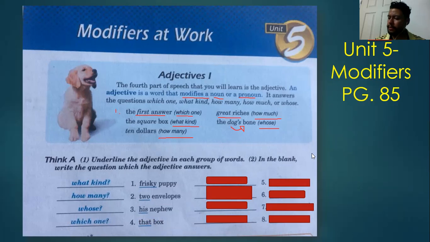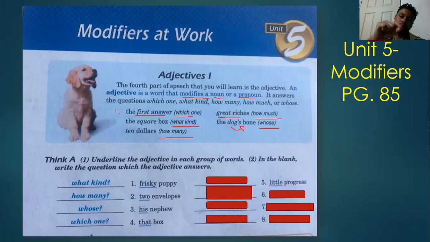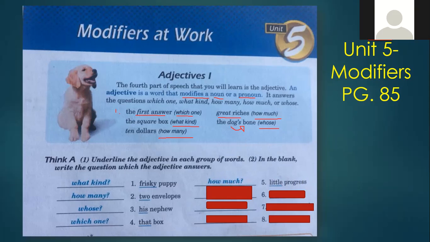Number five. Let's see. Little progress. Okay. What kind? Underline little, and write what kind. What kind? Correct. Little is something not countable. The opposite of how many is how much. Yes, little is something not countable. No podemos contar con little.